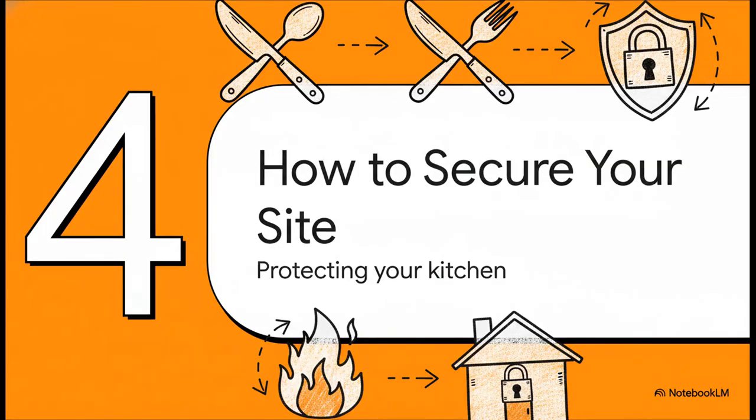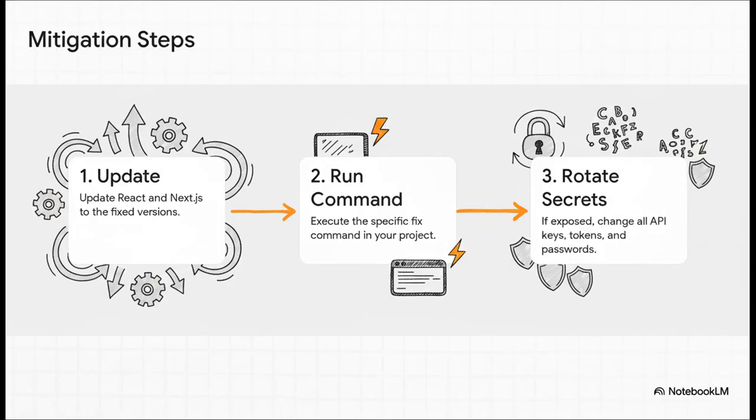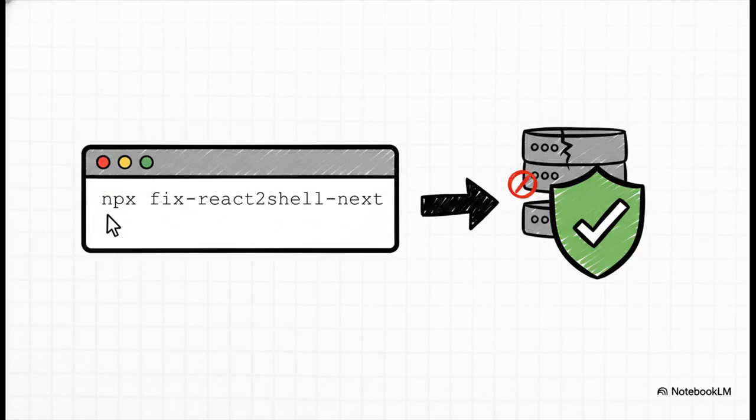All right, I know that's a lot of scary stuff, but now for the most important part. What do we actually do about it? How do you lock down your kitchen? Like, right now. Thankfully, the fix is pretty straightforward. There are three key steps you need to take. Step one, update. Get your dependencies, React and Next.js, to the new patched versions. Step two, run a specific command they've provided to apply the fix. And step three, listen, this one is absolutely critical. If your site was live and unpatched, you have to assume you were compromised. That means you need to rotate all your secrets, all of them. API keys, tokens, passwords, the whole shebang.